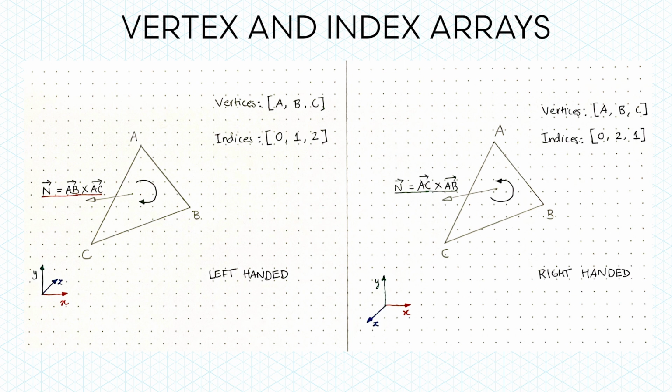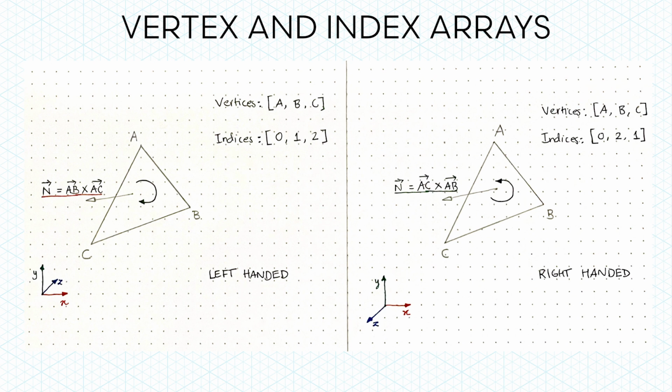For example, in this example triangle, the first array simply holds the coordinates of the three corners, and then the second array holds integers 0, 1, and 2 to specify that the triangle is composed of the first, second, and the third vertices in the vertex array.